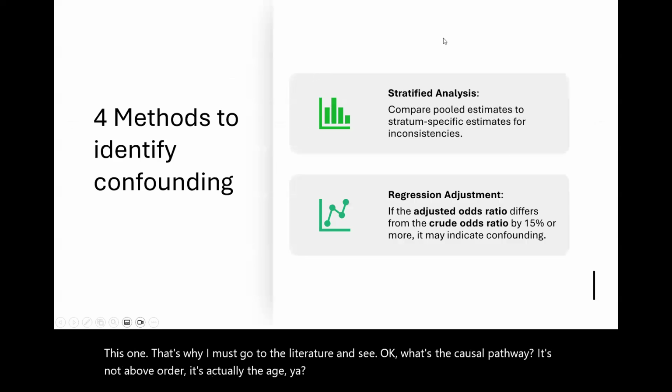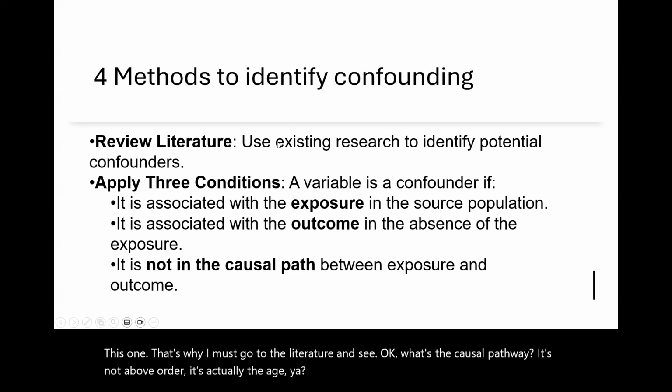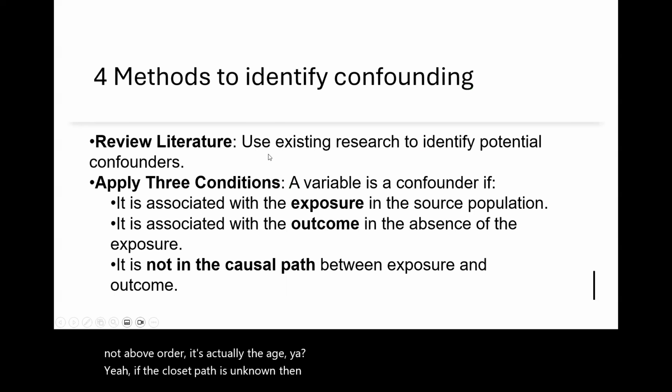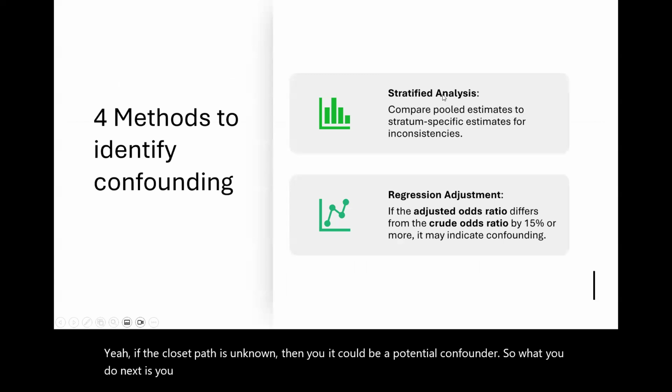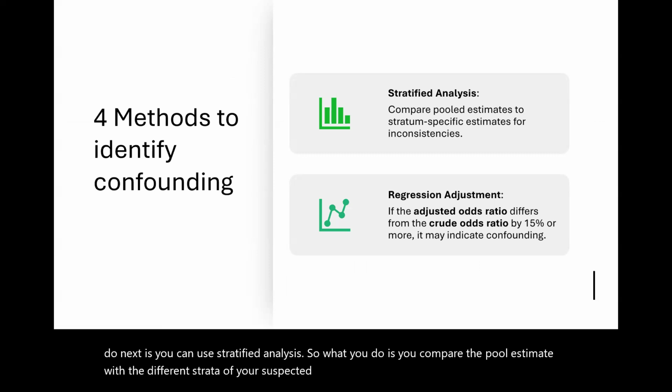The third path may be unknown. If a causal path is unknown, then it could be a potential confounder. So what you do next is you can use stratified analysis. You compare the pooled estimate with the different strata of your suspected confounder. If you think race is a confounder, you take the same race and then compare.